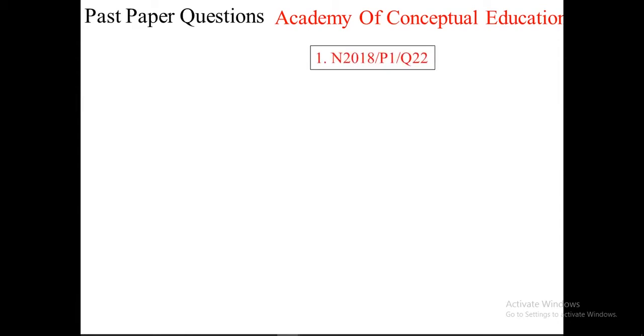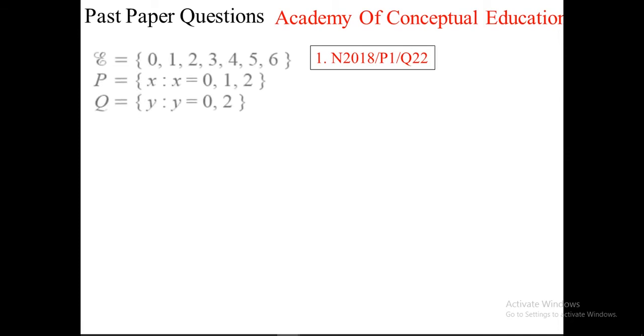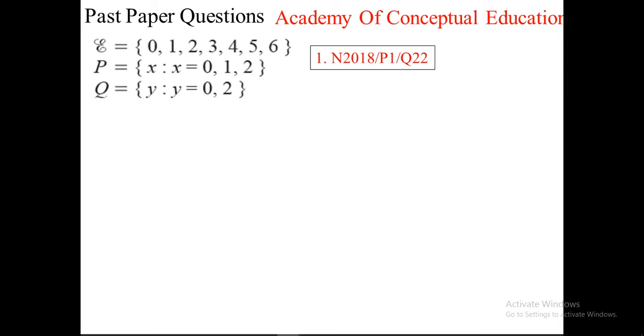So this is the first question. It is from October November 2018, paper 1, question number 22. Now we can see that here the universal set is 0, 1, 2, 3, 4, 5, 6. P is a set such that x is equal to 0, 1, 2, and Q is a set such that y is equal to 0 and 2.